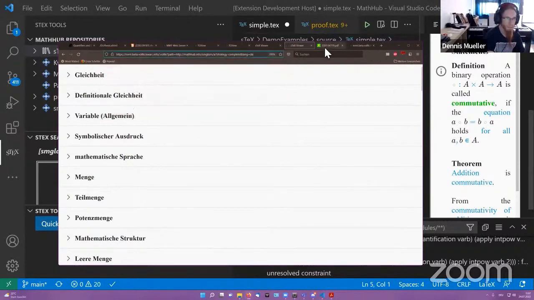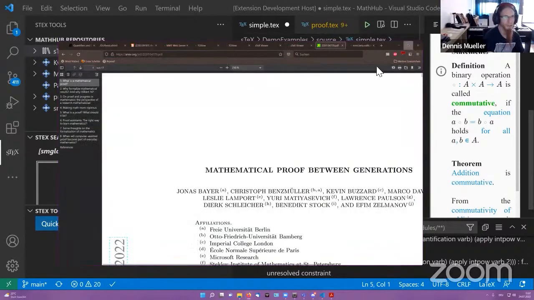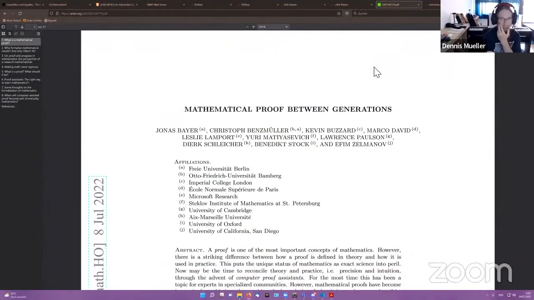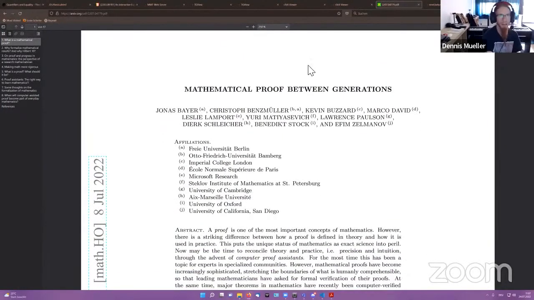And finally, one more thing I want to draw your attention to. Actually this month, a paper has been published on the changing notion of proofs between generations by a whole host of authors. It's a very nice paper. It's highly readable. I recommend it to everyone. And you will notice that one of the authors here is Leslie Lamport, the guy who literally put the La in LaTeX.